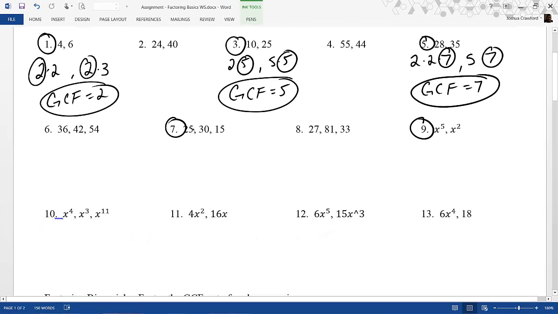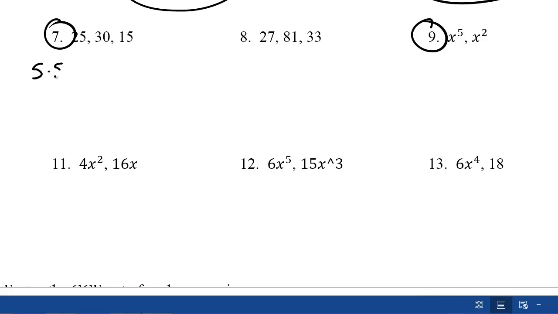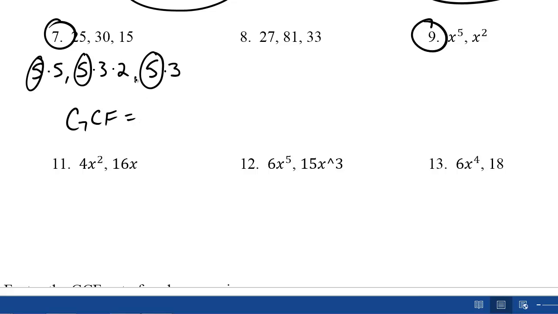Number 7, we have 25, 30, and 15. 25 breaks up to 5 times 5. 30 breaks up to 5 times 6, and 6 is going to be 3 times 2. And then 15 breaks up to 5 and 3. The only thing in common is going to be 5. So your greatest common factor is 5.